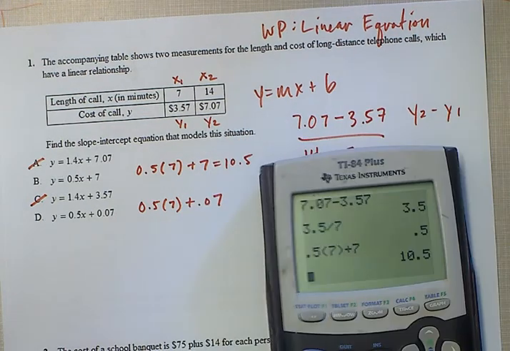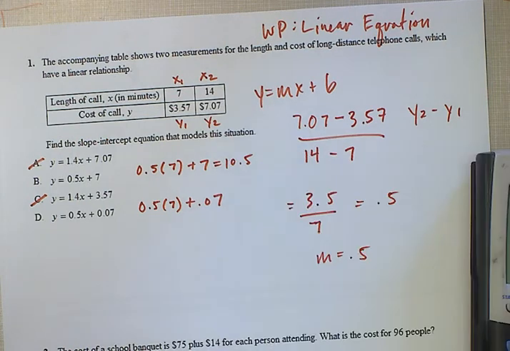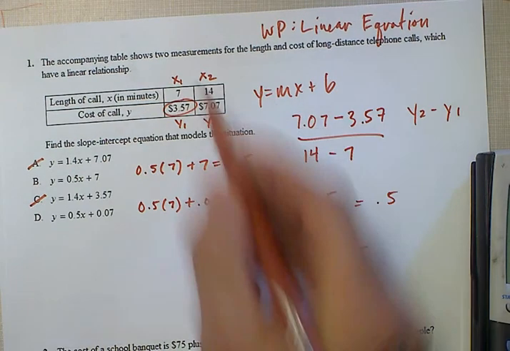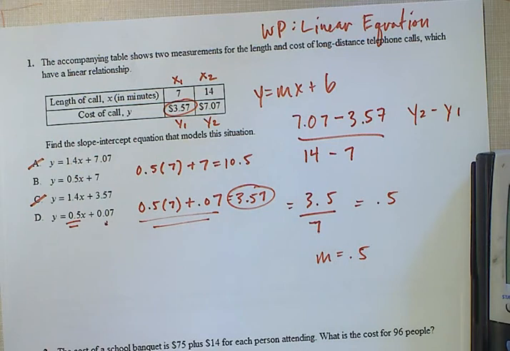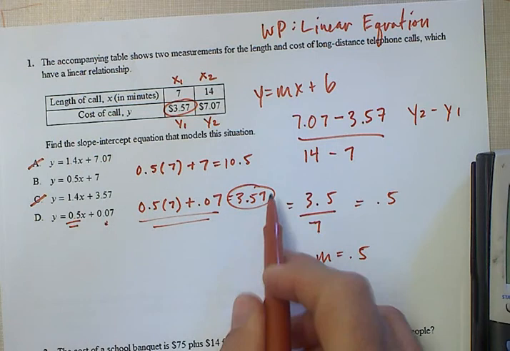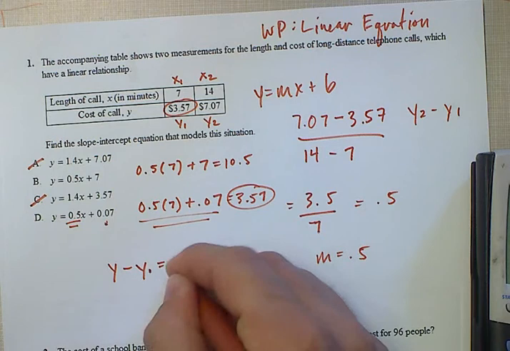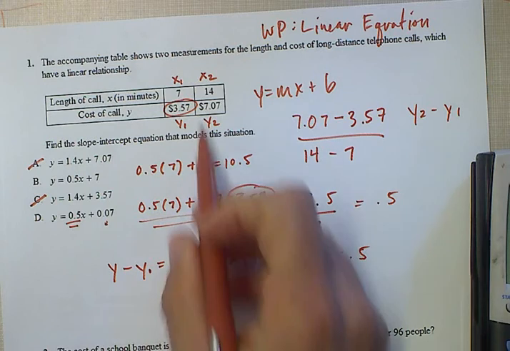And then if I'm doing 0.5 times 7 plus 0.07, here I have the 3.57. So once I plugged in my value for x and using the correct equation with the correct slope, that's how I'm able to identify, okay, this is my correct equation because it's giving me a result of 3.57. A longer way of doing it would be plugging into this equation here, but I believe this is the best way, just finding your slope, plugging in, and seeing which results, especially if they're giving you multiple choice.